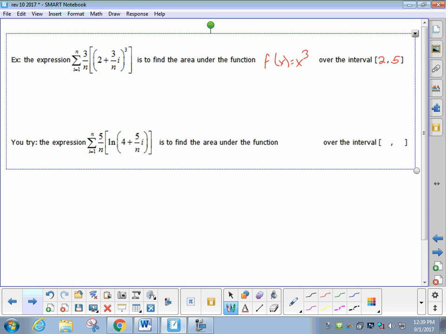Anybody see another one possibly? What about this: 2 plus x cubed from 0 to 3. Are those the same though? I mean, they feel like they're pretty different.